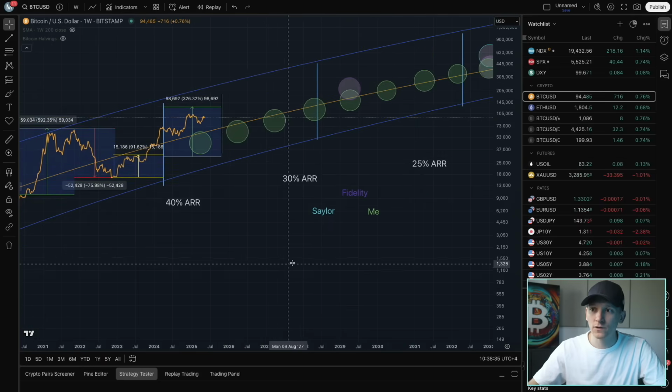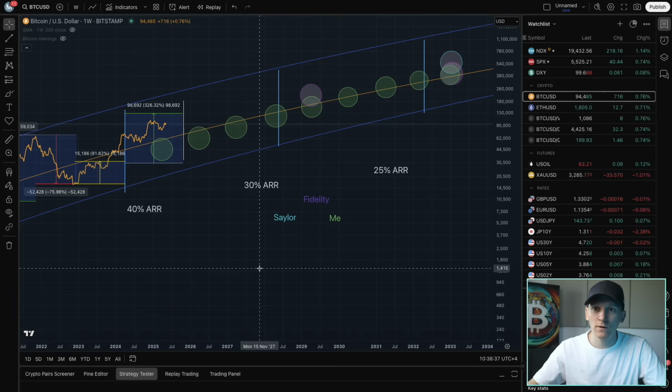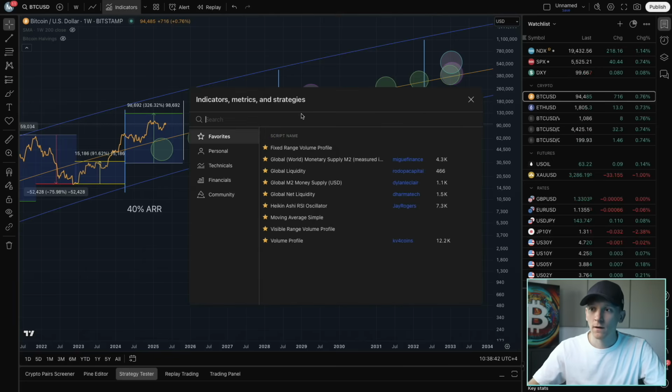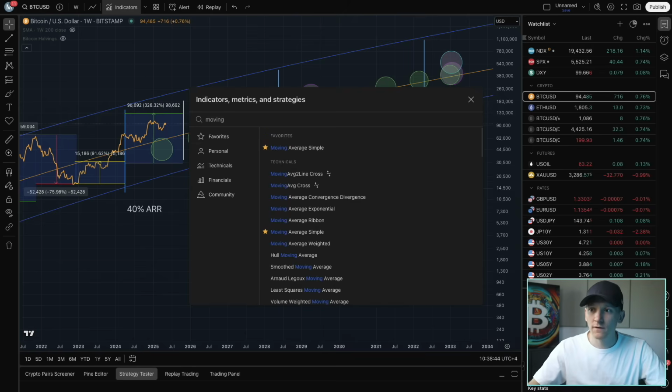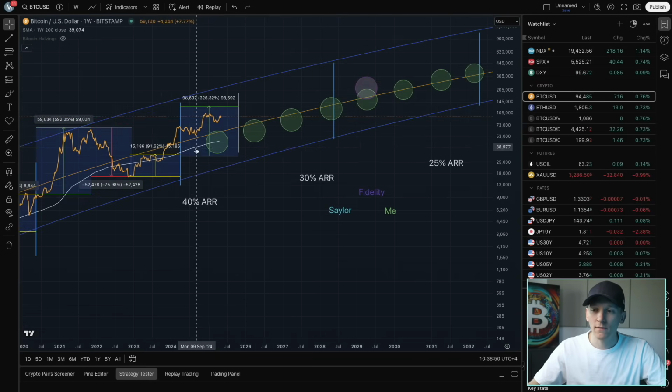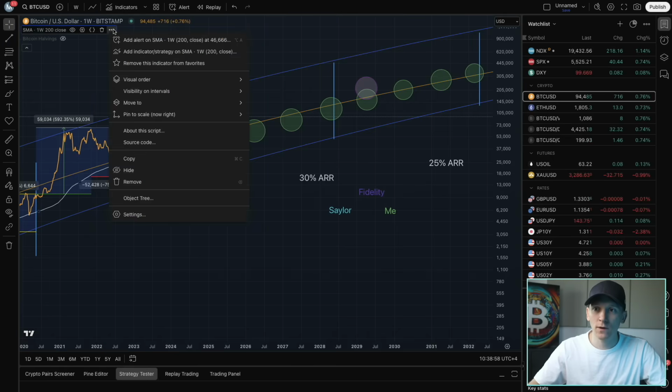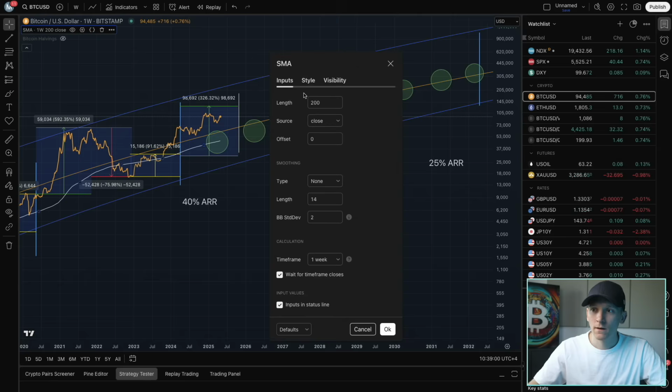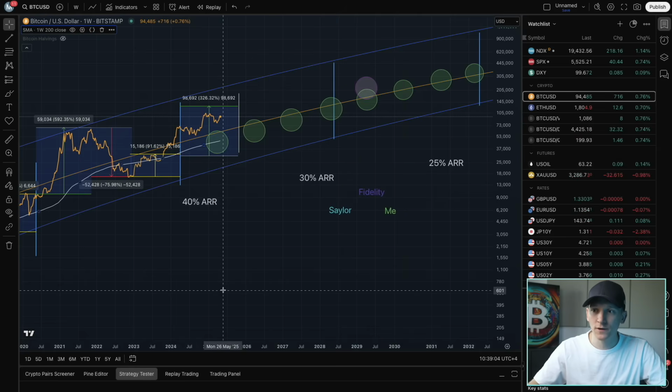Now, the other thing that I've done is tried to figure out where the price of Bitcoin is going to go in the future. So what I've done here is gone to indicators, search for moving average, like this. Moving average simple is fine, and it's this one here. Now, this is a moving average of the price of Bitcoin over 200 weeks. So make sure you're on the weekly chart here, and 200 periods. If we go to settings, length is 200, that's 200 weeks. Okay, so 200 week moving average.